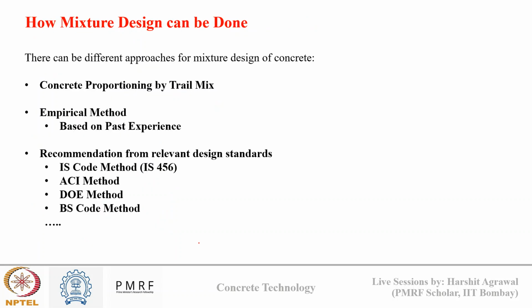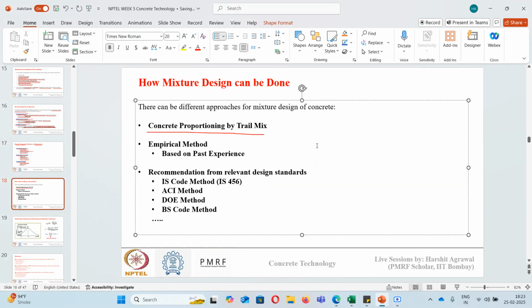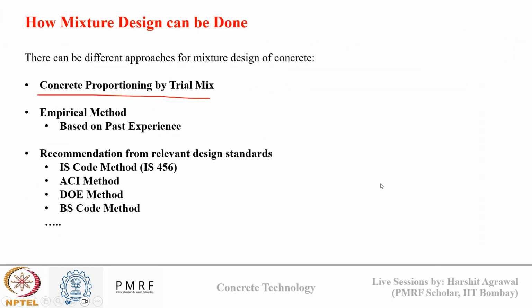Okay, now, to make a concrete mixture using different individual components, there can be different approaches. For achieving a desired property and batching different concrete components to achieve that property, there can be different approaches a person can opt for. Like one may go for proportioning just by a trial mix.